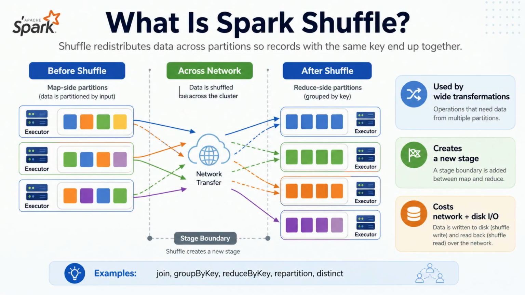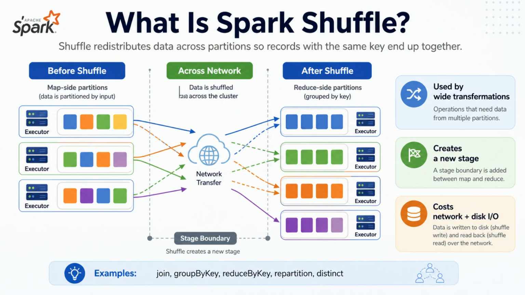Spark Shuffle is the process of moving data across partitions so records with the same key can end up together. Before the shuffle, data is usually distributed based on the original input partitions. That means records with the same key may be located in different executors.